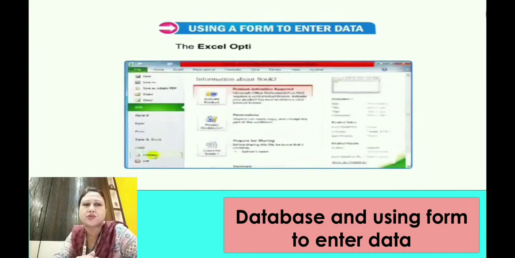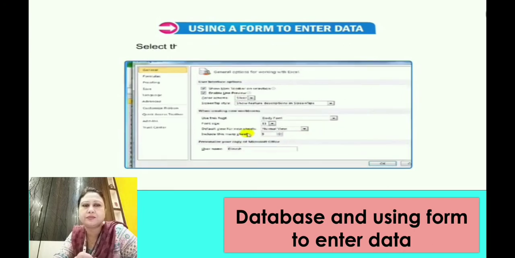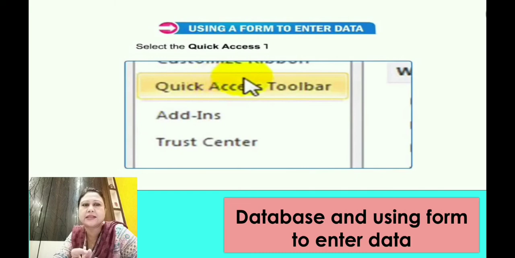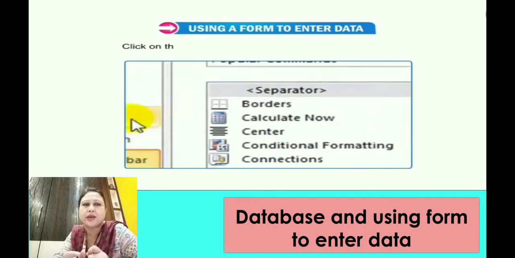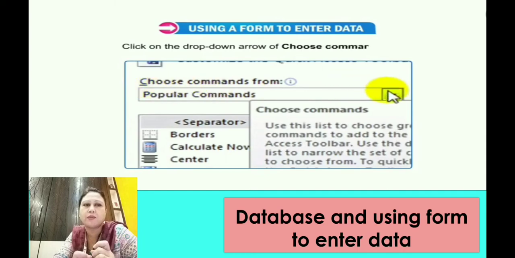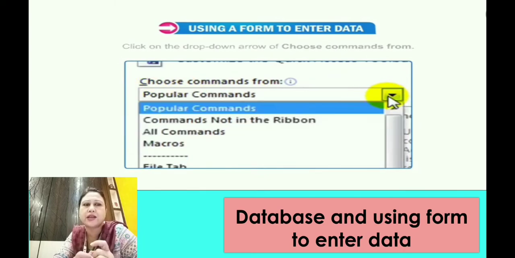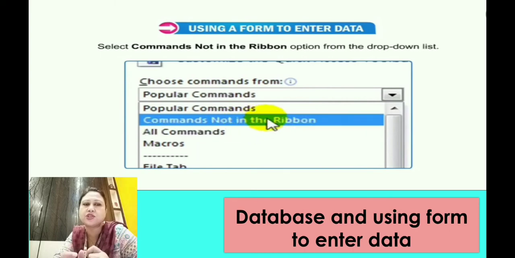As we click on Options, the Excel Options dialog box will appear on the screen, as you can see over here. Then from there we have to select the Quick Access Toolbar tab in the left pane. As you click on the drop down arrow, we will find Choose commands from. From there we again click on the drop down arrow and select Commands Not in the Ribbon, since the form option is hidden.